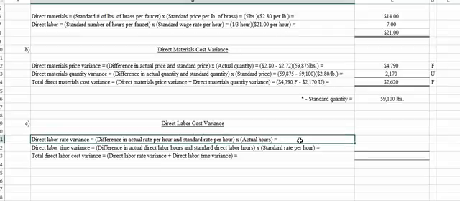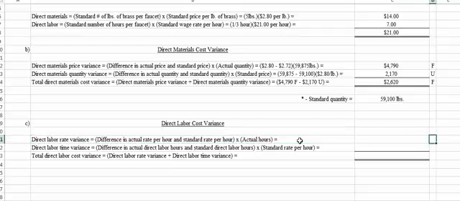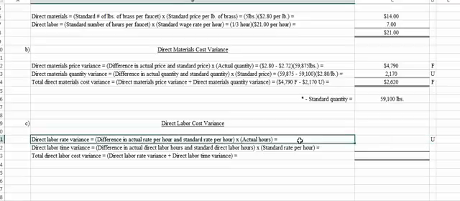We expected to pay $21 per hour. We paid $21.40 per hour. That one is going to be unfavorable, right? We paid more than we expected. Favorable for the employees, I guess. Unfavorable for management. So we're going to take the higher number here to begin with, just like we did before. $21.40 minus $21.